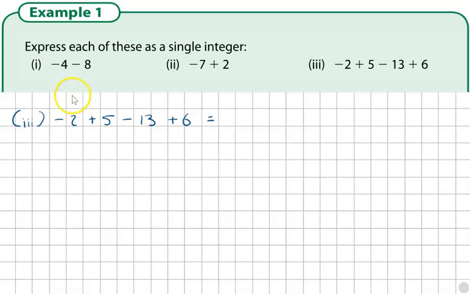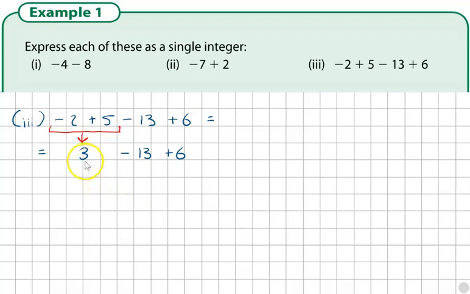Part 3, we have minus 2 plus 5 minus 13 plus 6. So taking the first two parts, minus 2 plus 5. So they are different signs. So we're going to subtract and keep the sign of the bigger number. So 5 take away 2 is 3. And since 5 is the bigger number, we keep it positive. So we just get 3. There's no need to write a plus in front of it though, because we know that 3 on its own is positive 3. Then we bring down the minus 13 and the plus 6.